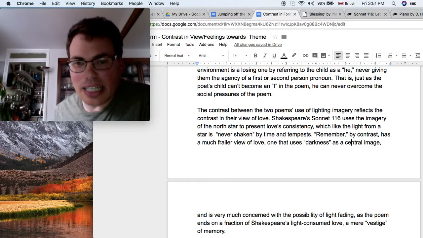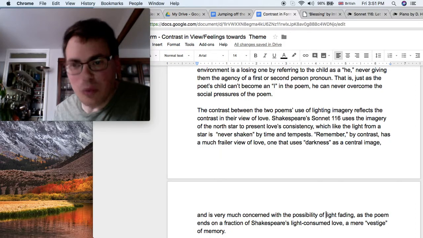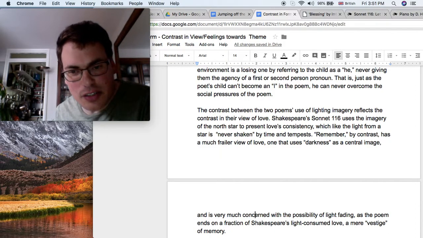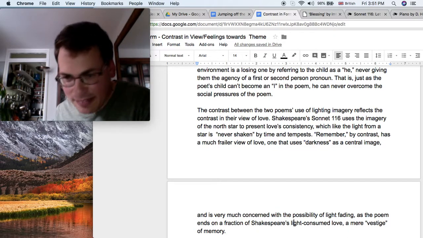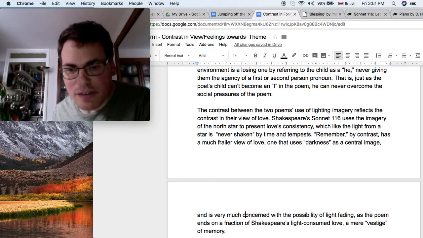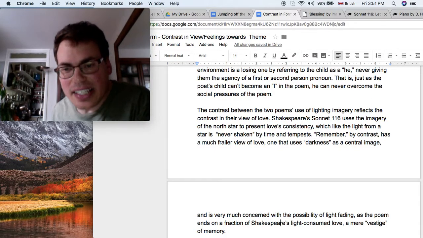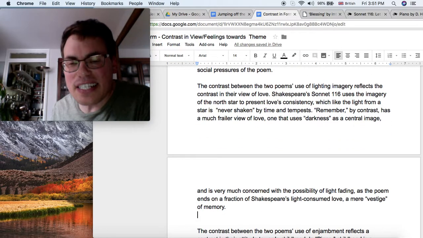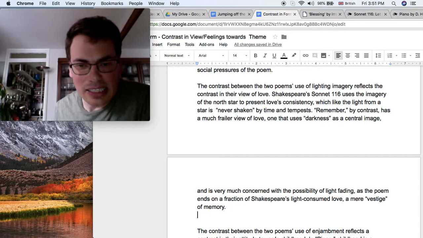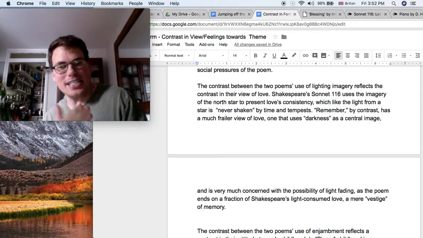Remember, by contrast, has a much frailer view of love, one that uses darkness as a central image, and is very much concerned with the possibility of light fading. As the poem ends on a fraction of Shakespeare's light-consumed love, a mere vestige of memory. So, some good language there for sharp contrasts.